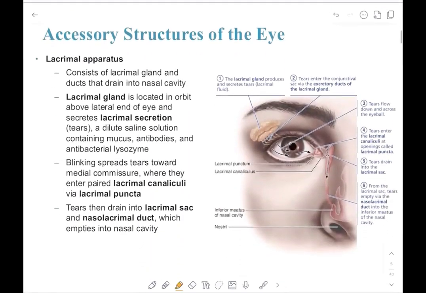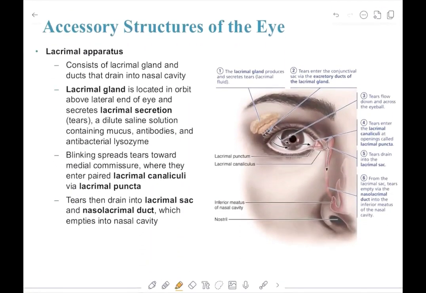The next slide is showing the lacrimal apparatus. This is what is constantly keeping fluid on your eyes at all times, so it helps to cleanse, moisten, and lubricate the eyes. What happens first is that the lacrimal gland is going to secrete tears, which is lacrimal fluid. The tears enter the conjunctival sac on the lateral side of the eye via excretory ducts. Those tears flow from the lateral side to the medial side.